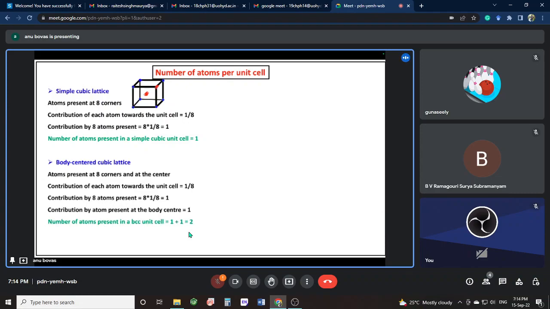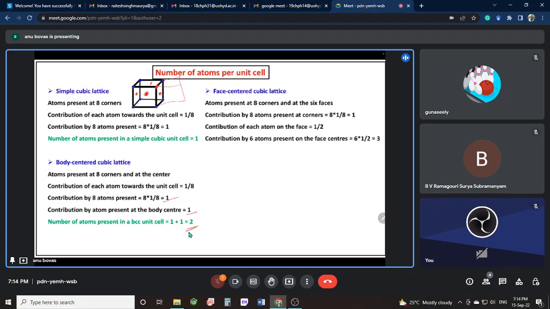Therefore, the number of atoms present in a BCC unit cell will be equal to 1 plus 1 equal to 2. And the next one is the face-centered cubic lattice. In this case, atoms are present at all the corners and at all the faces. Imagine here also we have one cube. One face is shared between 2, so the contribution per face will be 1 by 2.